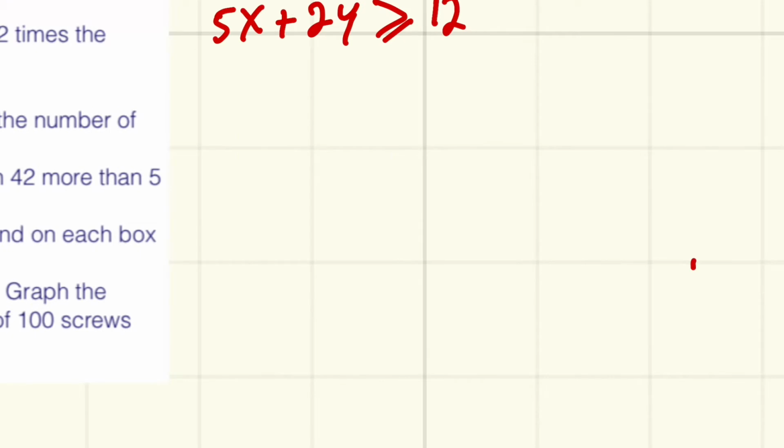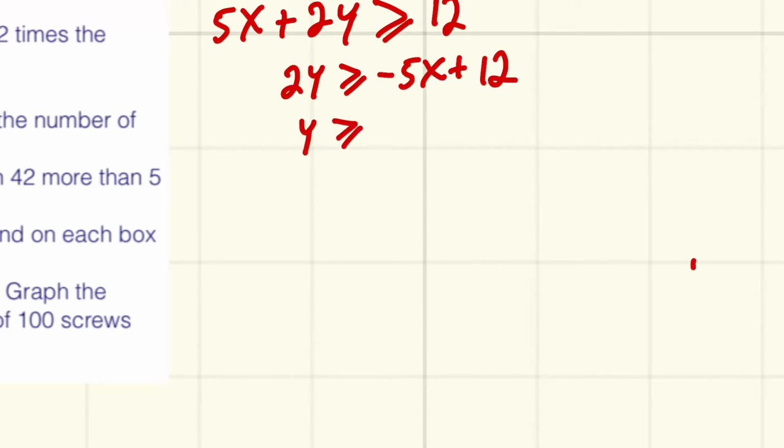I want to get the y all alone. Subtract the 5x from both sides, so 2y is greater than or equal to negative 5x plus 12. I'm going to divide everything by 2. Y is greater than or equal to negative 5 over 2x plus 6. That's our first. Let's get our next.